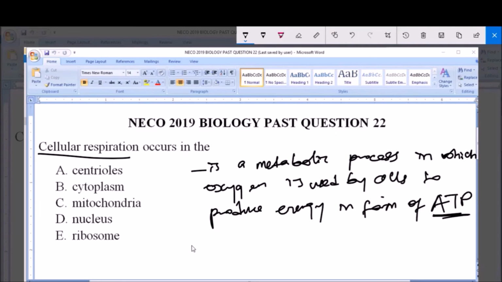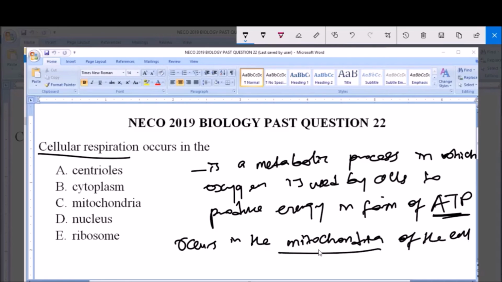Now this cellular respiration occurs in the mitochondria of the cell, and this is because the mitochondria is regarded as the powerhouse.